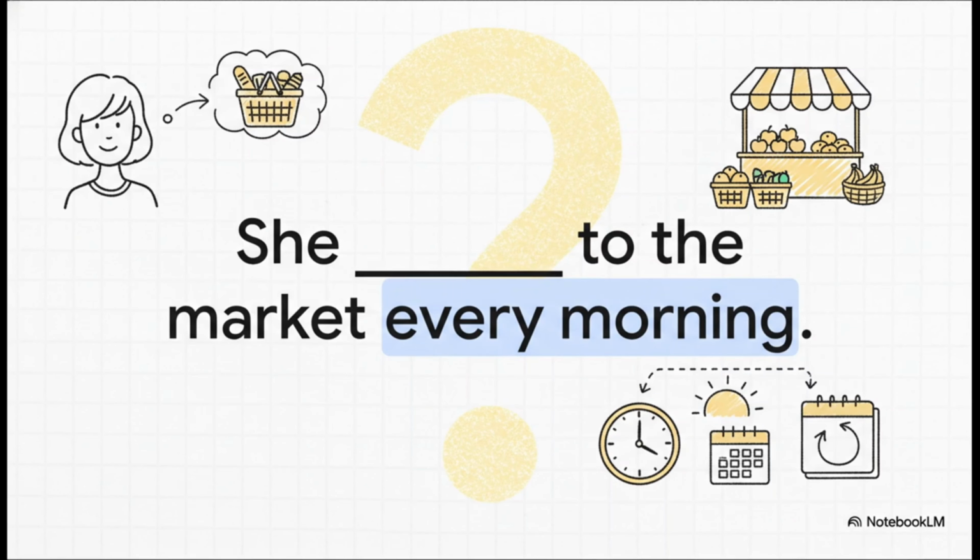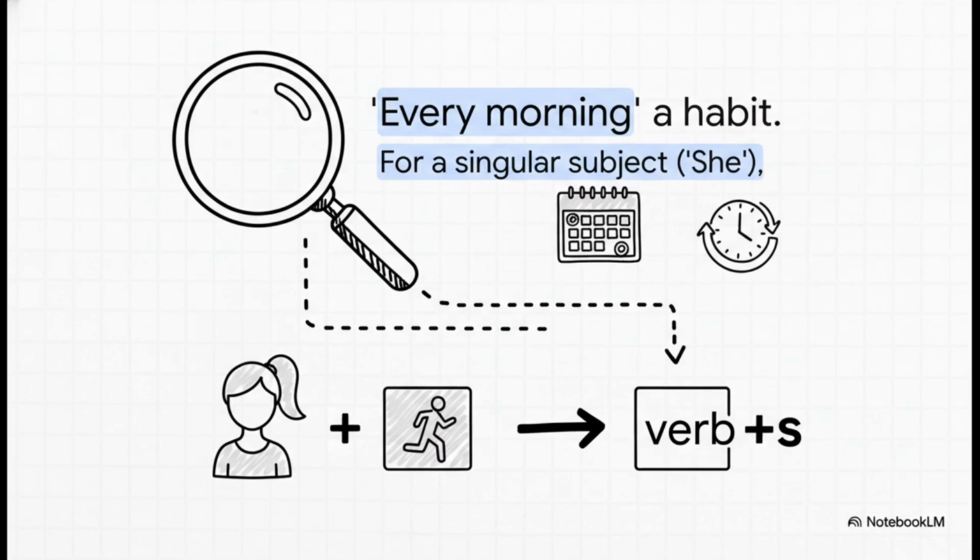All right, let's try one more, shall we? She go or goes to the market every morning. What's the biggest clue in this sentence? Did you spot the clue?